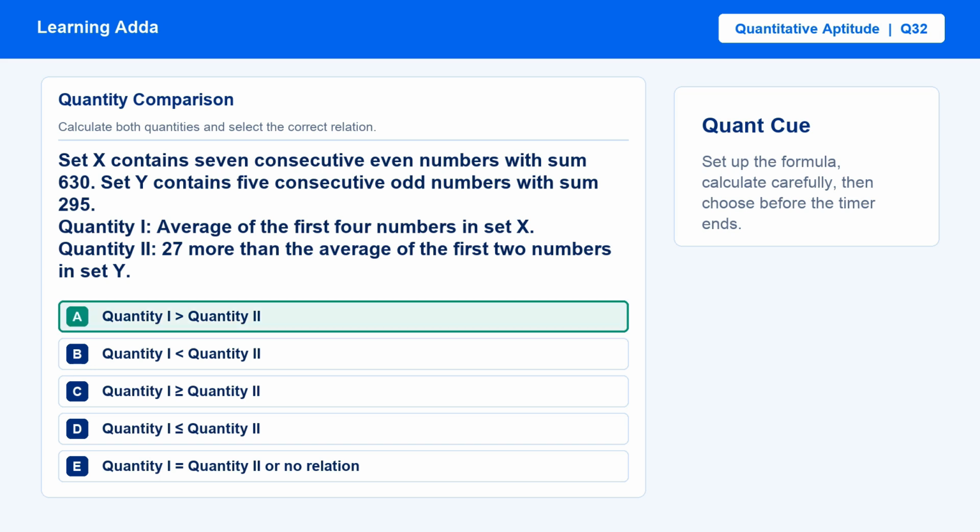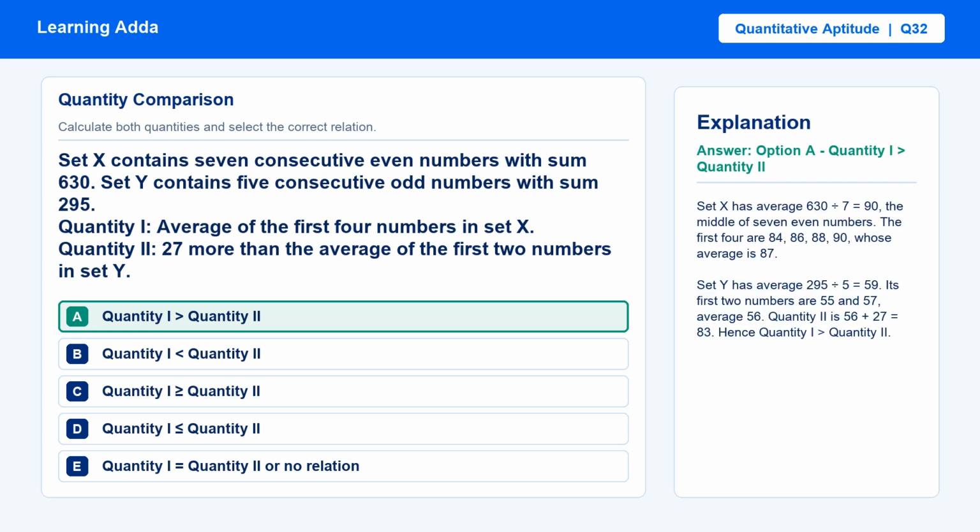The answer is option A, quantity 1 is greater than quantity 2. Set X has average 630 divided by 7 is equal to 90, the middle of 7 even numbers. The first 4 are 84, 86, 88, 90, whose average is 87. Set Y has average 295 divided by 5 is equal to 59. Its first 2 numbers are 55 and 57, average 56. Quantity 2 is 56 plus 27 equals 83. Hence quantity 1 is greater than quantity 2.